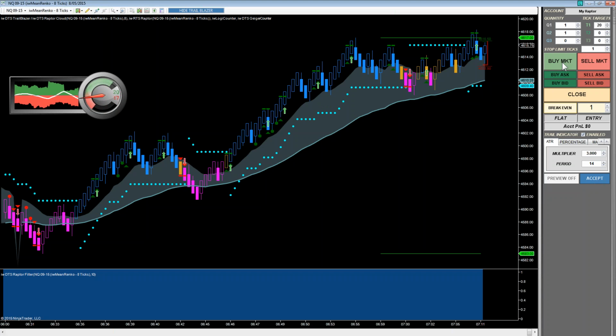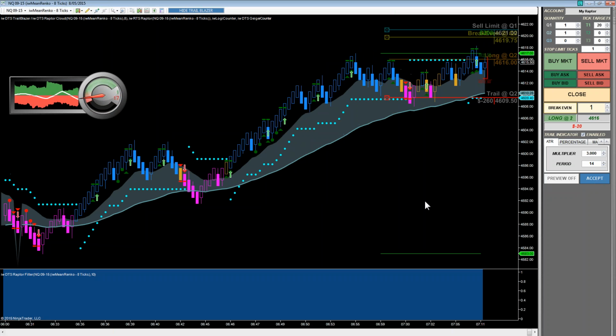Now, as soon as I hit the buy market button, and then we don't have a signal here, but I'm just showing you how this works. If I hit the buy market button, I have my order, I have my profit targets, I have my stop loss. See, it's all fully automated, just one click and you're in the trade. So that's the strength of the Trailblazer.